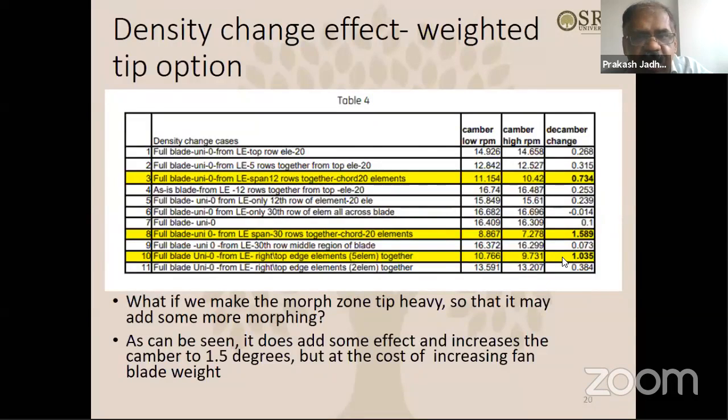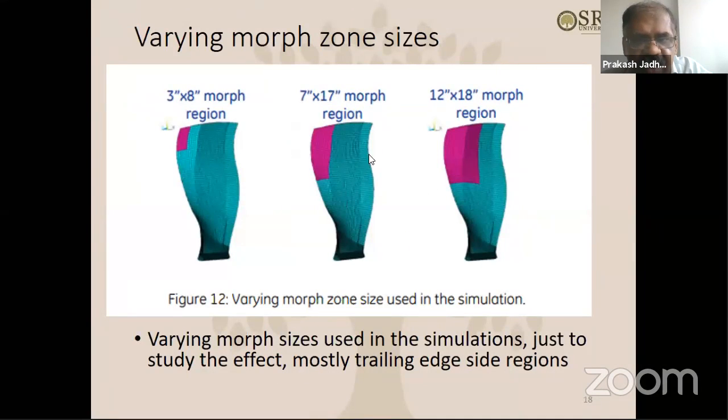Then we thought about this density change effect. So if you look at the blade here, if you look at this area here, suppose let's say this 12 by 18 area, the blade has a certain density. The blade is made of all carbon composite, and it has got a certain density depending upon carbon epoxy composite density.